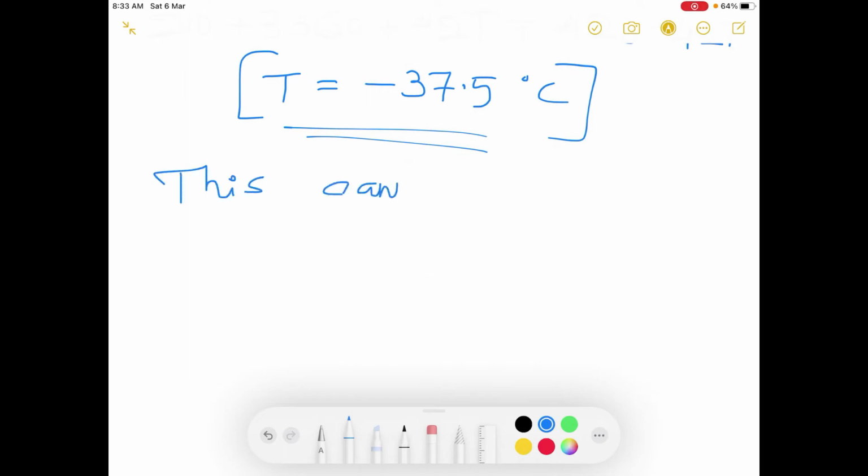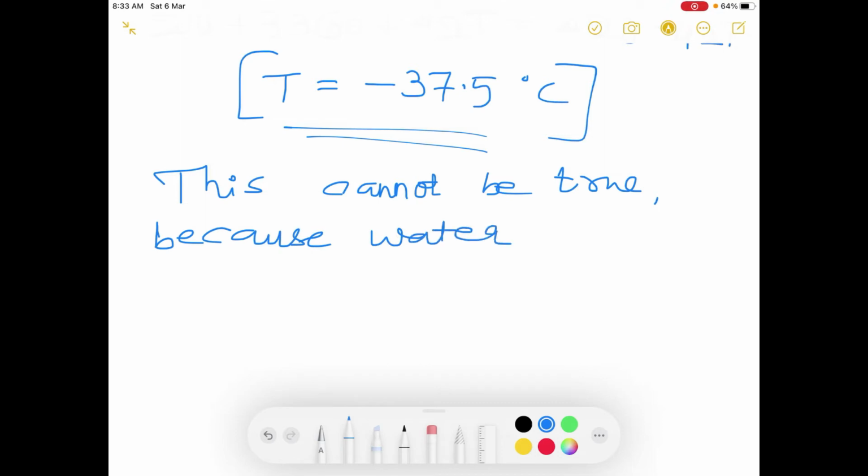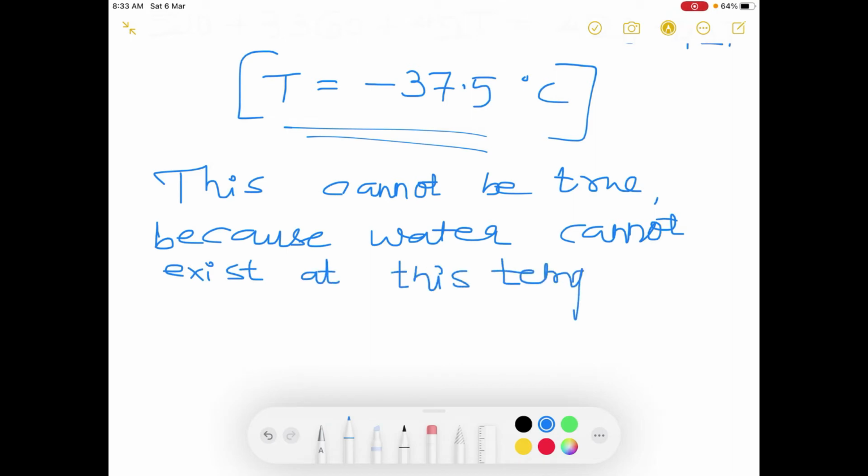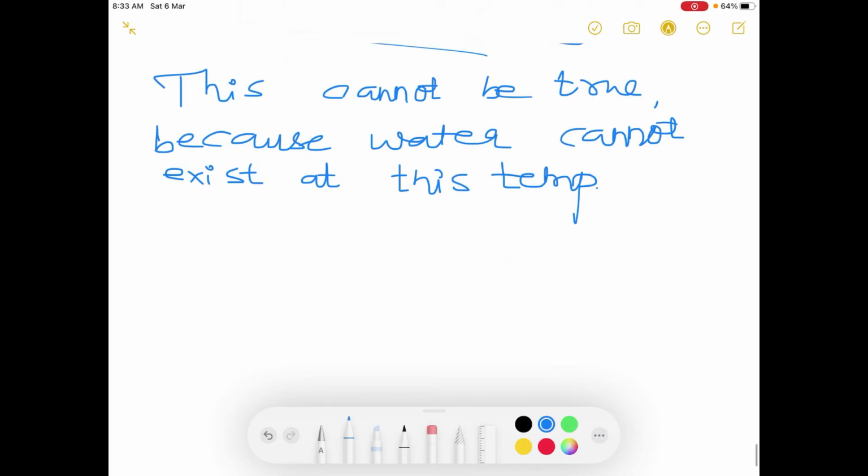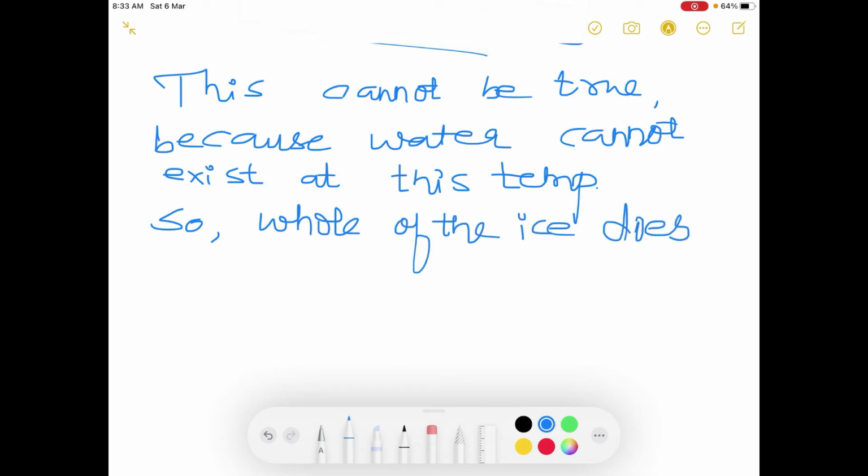This can not be true. શું કામ હે? તો કે because water cannot exist at this temperature. આ ટેમ્પરેચર ઉપર વોટર ના હોય, આઈસ હોય. ઓકે, આનો મતલબ એવો થયો, સો whole of the ice does not melt. બધું આઈસ હજી મેલ્ટ નથી થયો.